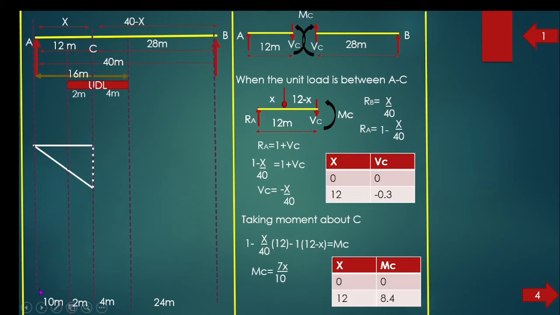Then again, we have to draw the baseline from A to B first, then plot this data. When x is 0, the moment at that point is 0.